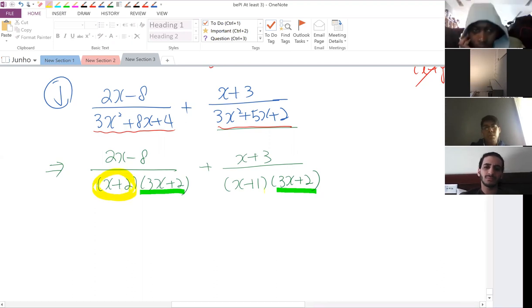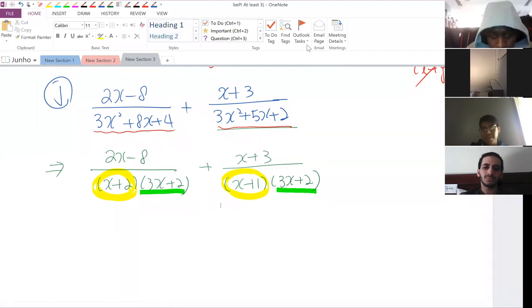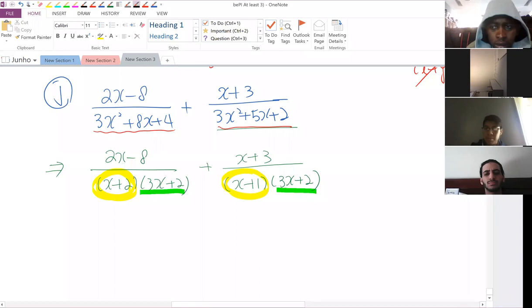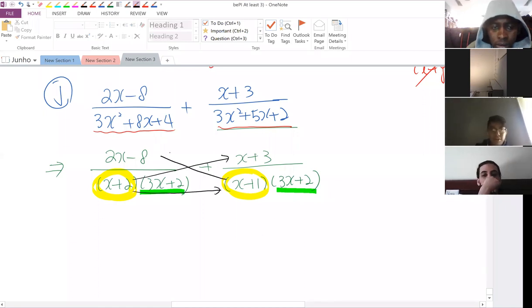X plus 1 on the other side. So, we are multiplying the leftover factor, this one to here and here, and this one to here and here, basically.